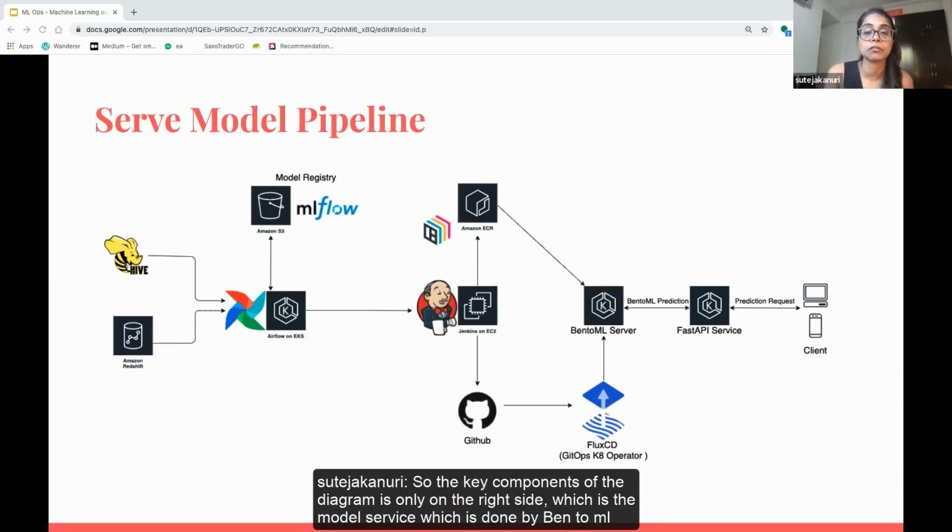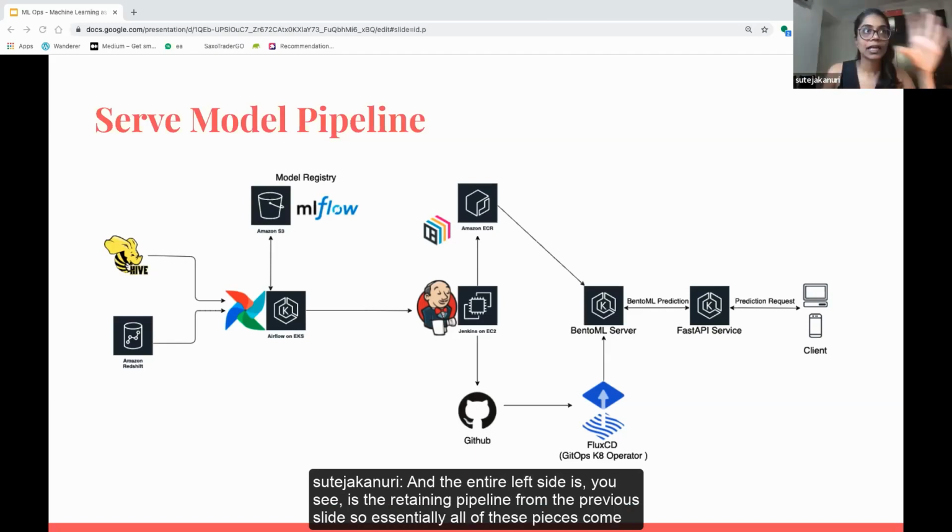The key components of this diagram, only on the right side, are model serving, which is done by BentoML, and the model client service, which is done by FastAPI. FastAPI is a Pythonic framework and a set of tools that enables developers to use a REST interface to call commonly used functions and to implement machine learning applications as well.